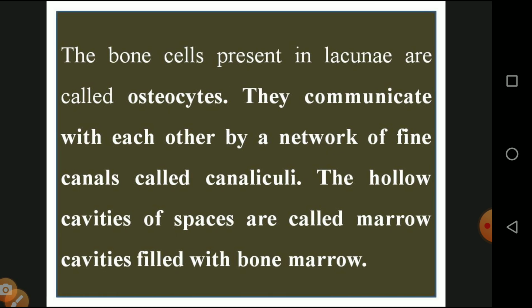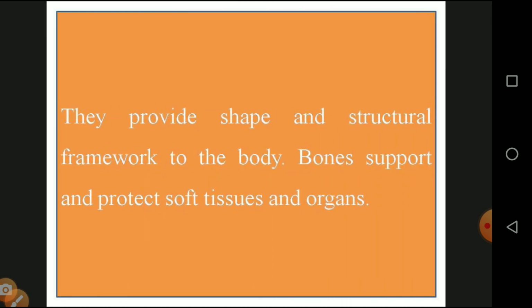The bone cells present in the lacunae are called osteocytes. They communicate with each other through a network of fine channels called canaliculi. Then the hollow cavity space is called the marrow cavity, which holds the bone marrow. If we break this bone, inside it a red colored substance is called bone marrow. The bone marrow is the place for production of red blood cells, and the bone provides the shape and structural framework of the body.